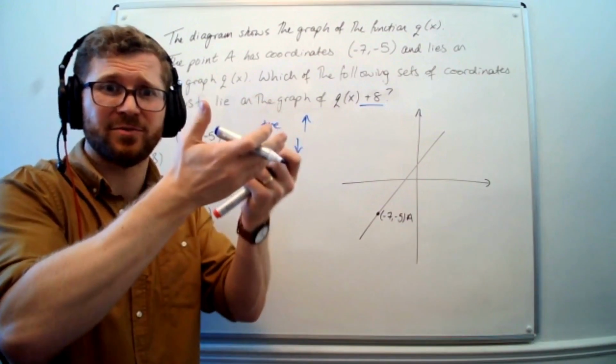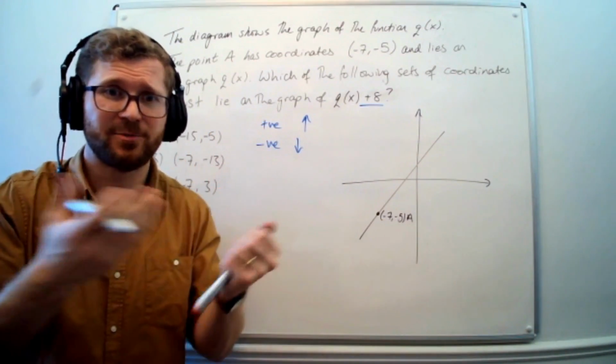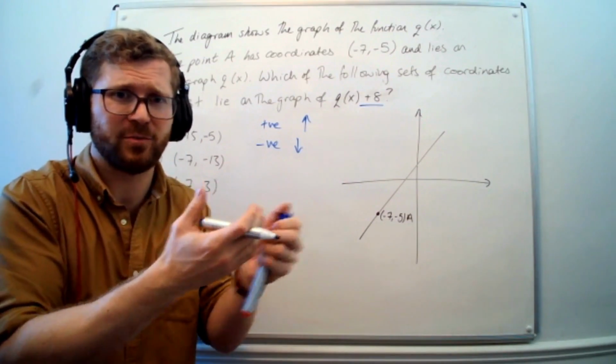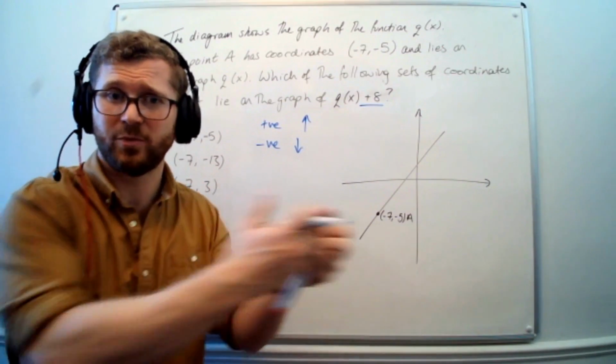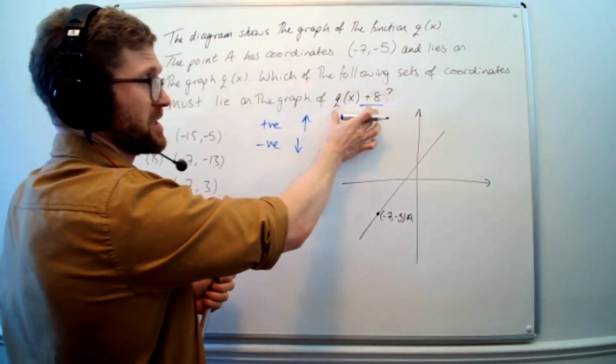So when you're making vertical changes, they tend to work as you'd expect. If we add 8, the graph goes up. If you subtract 8, the graph goes down. Whereas with horizontal changes, they almost work opposite. X plus 5, we moved left. X minus 7, we moved right. But in this question, as I said, q of x plus 8.